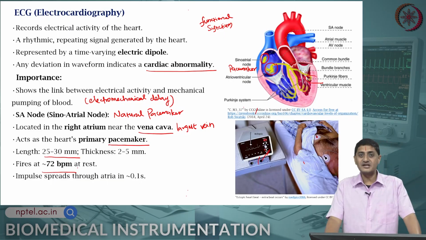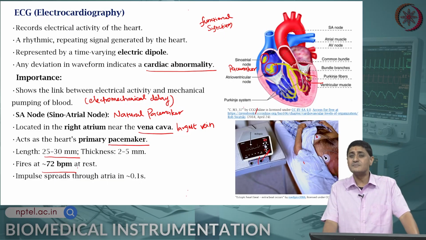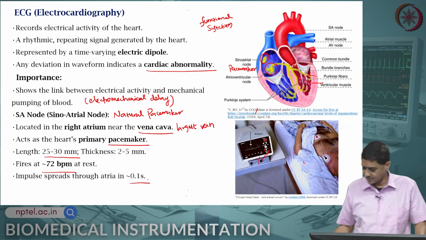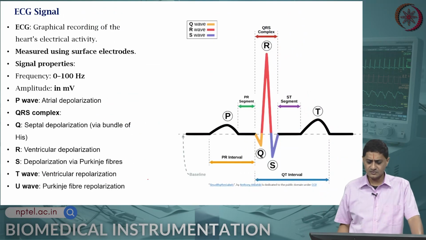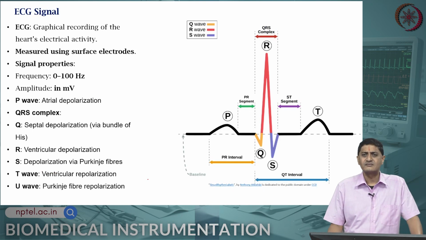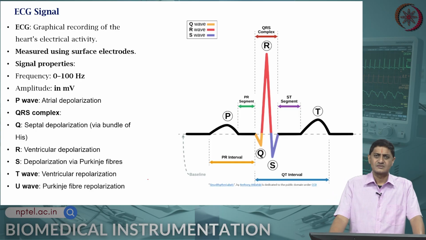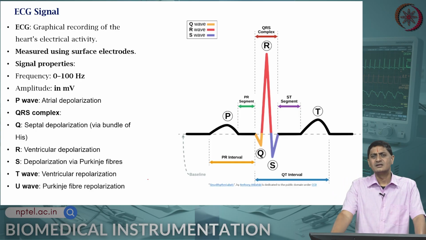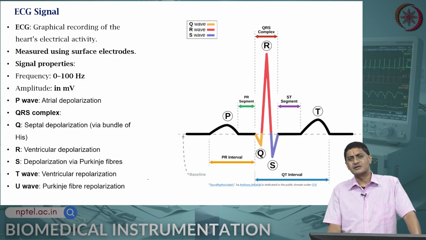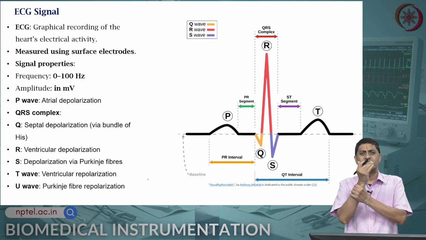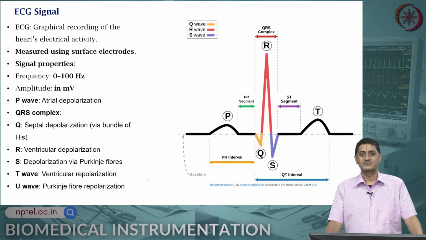This impulse spreads through the atria in about 100 milliseconds, about 0.1 seconds. So, what is generally called the ECG is the graphical recording of the electrical activity of the heart, and it is measured using surface electrodes. Where are they kept? The primary electrodes are kept on the right forearm, the left forearm and the left leg.